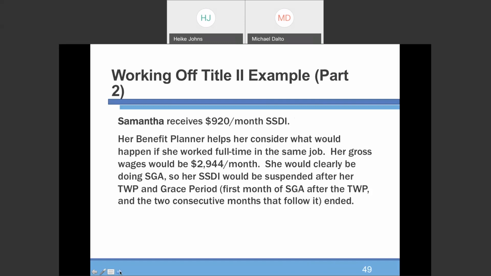But suppose you, her benefit planner, help her consider what would happen if she worked 40 hours a week full-time in the same job, making $17 an hour. In that case, her average gross wages would be $2,944 a month. So she'd clearly be doing SGA unless she had a mammoth amount of IRWEs and subsidies. And her SSDI would be suspended after her trial work period and grace period had ended.